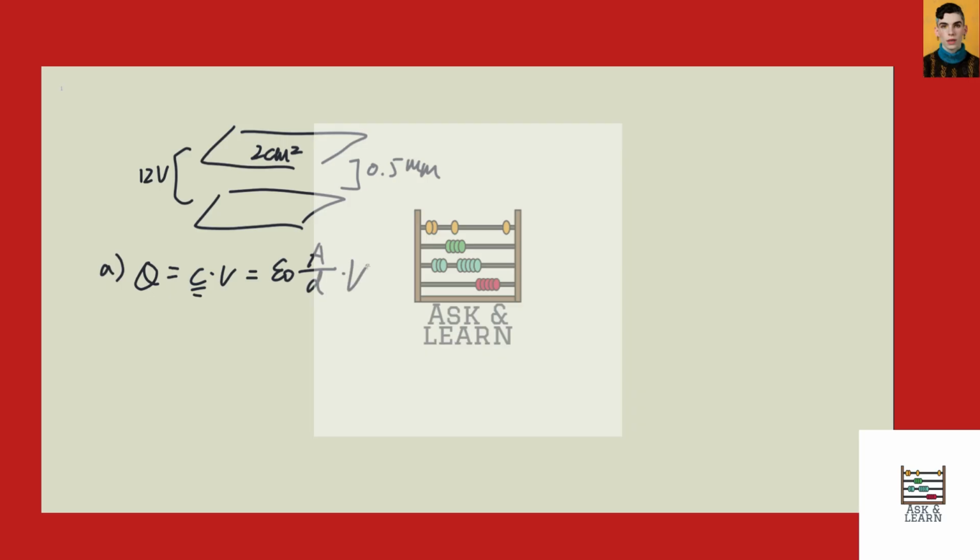And then it asks, the plate is now pulled to a separation of 0.5 millimeter. If it goes to 0.75 millimeter, what is the charge, the voltage, and the capacitance? If it's pulled apart, the capacitance changes and the voltage will change, but the total charge is the same.